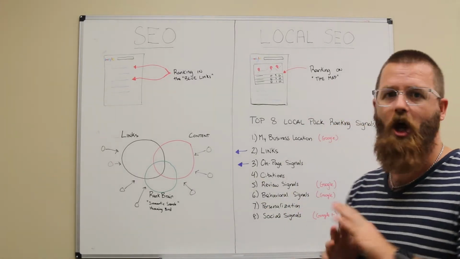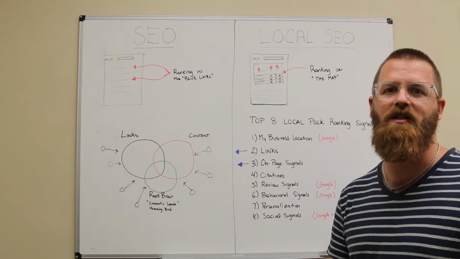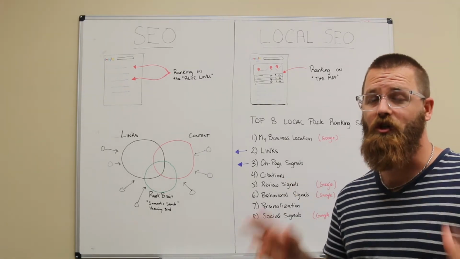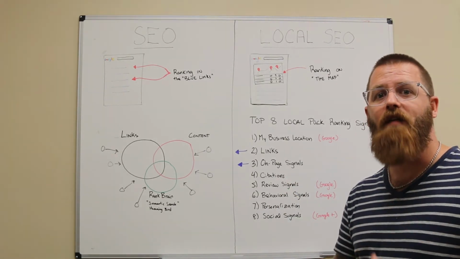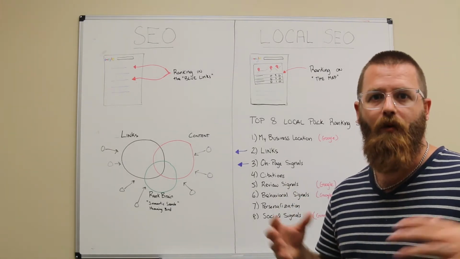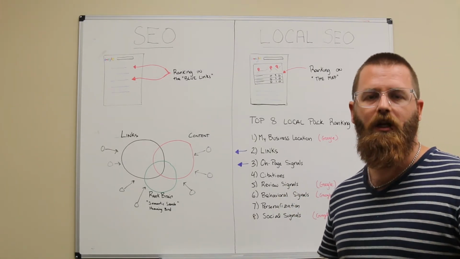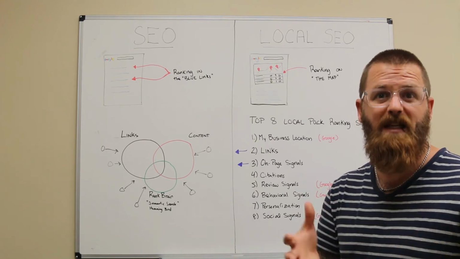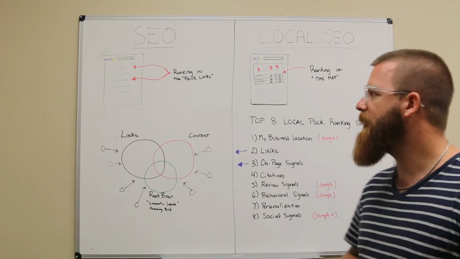Local search is all about location. It's location specific. We're targeting people within a certain area that we want to drive to a local store or to a business that operates locally. Maybe you do leak detection and you show up at somebody's house, but you're locally based, right?